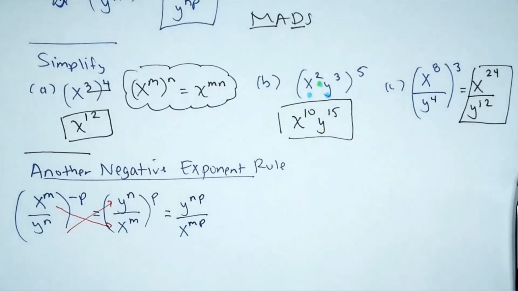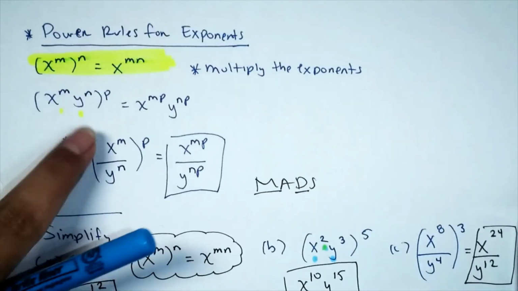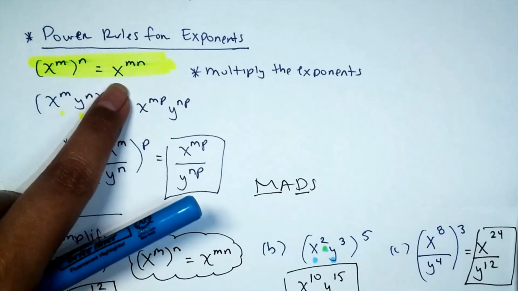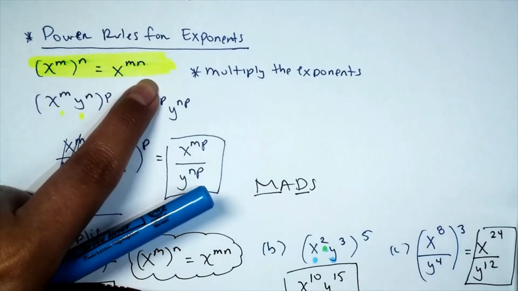Now, am I going to expect you to remember x to the m over y to the n, when we raise it to a negative p power, that equals this, which simplifies to that? I mean, you're good, but it's so hard to remember that. Just remember the gist, okay? Power rule, keep the base, multiply the exponents.